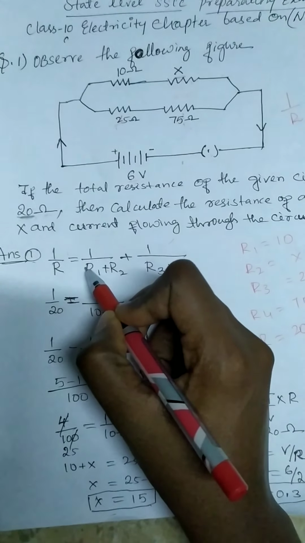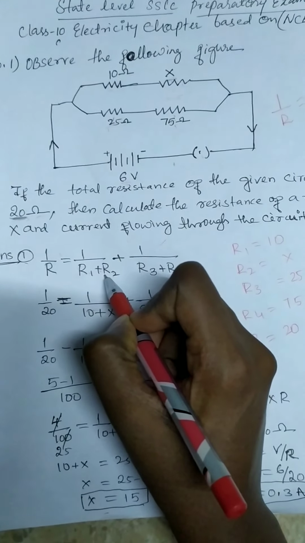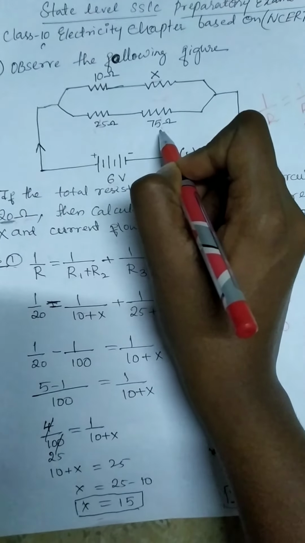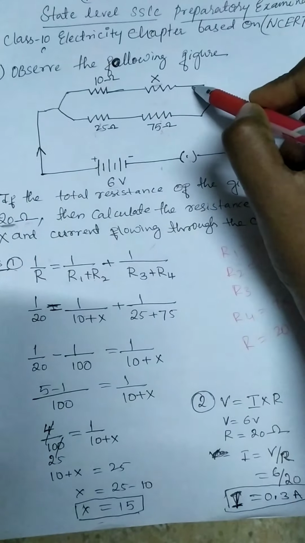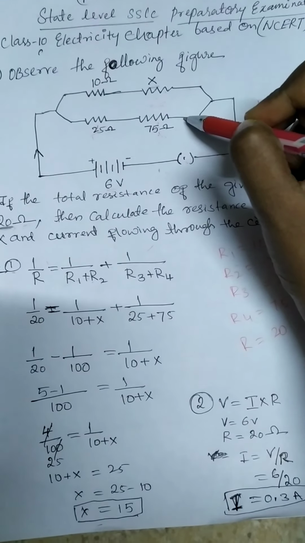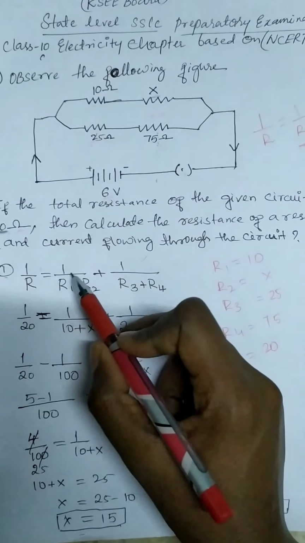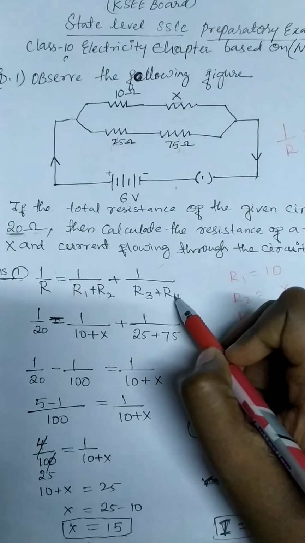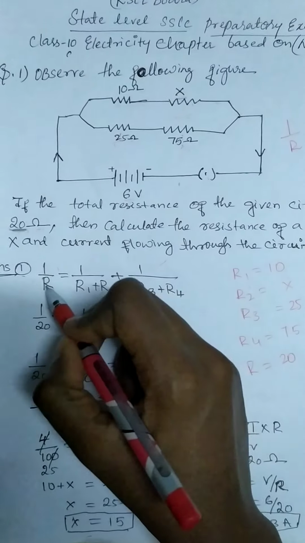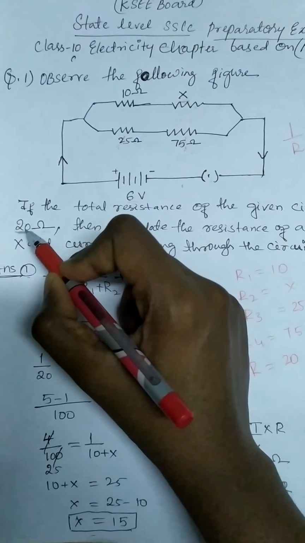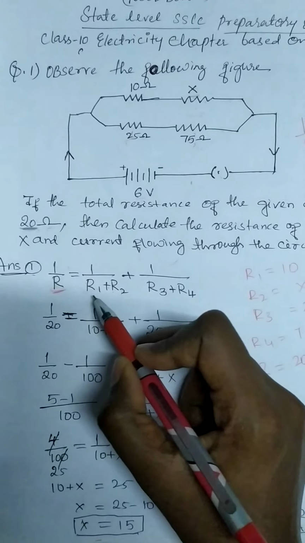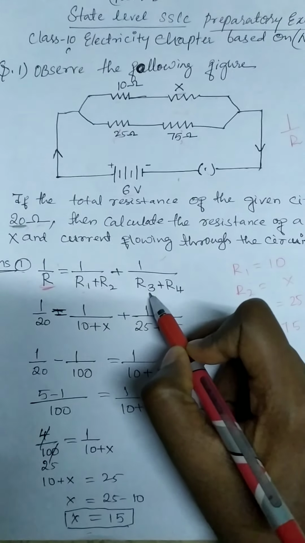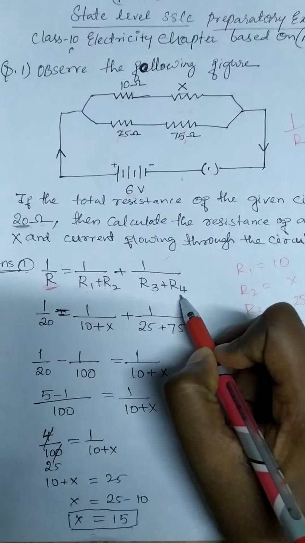So 1 by R is equal to 1 by (R1 plus R2), because R1 and R2 are in series and R3 and R4 are in series, whereas R1, R2 is in parallel with R3, R4. So 1 by (R1 plus R2) plus 1 by (R3 plus R4). We know that the total resistance R is 20 ohms, R1 is 10, R2 is X, which is what we need to find out, R3 is 25, R4 is 75.